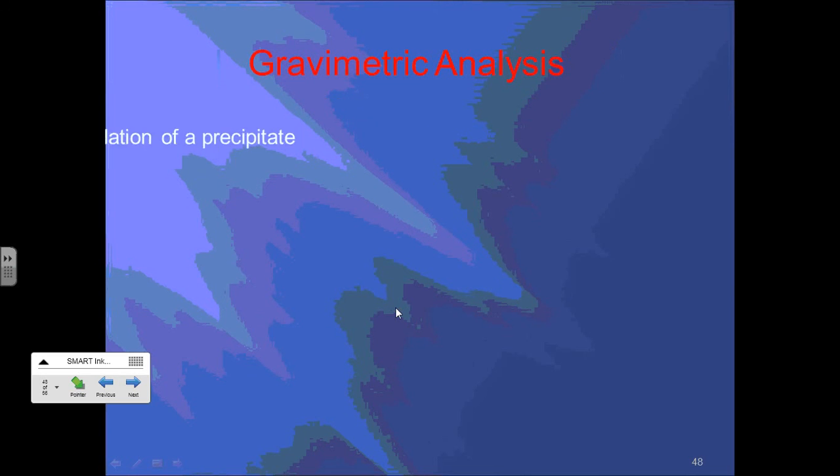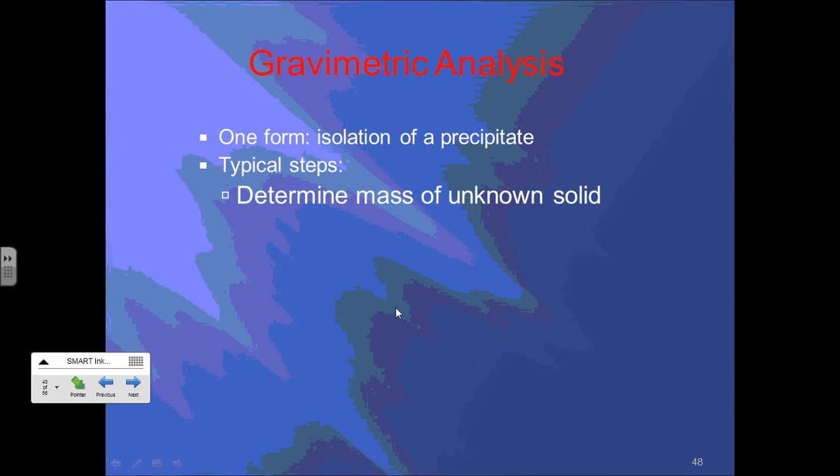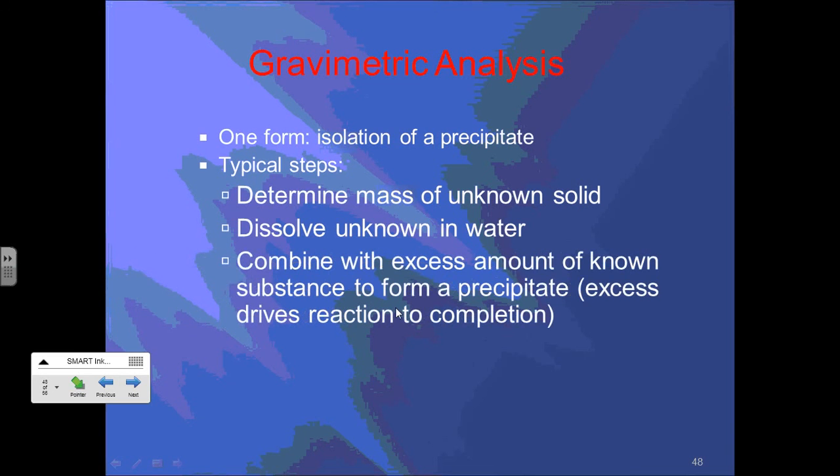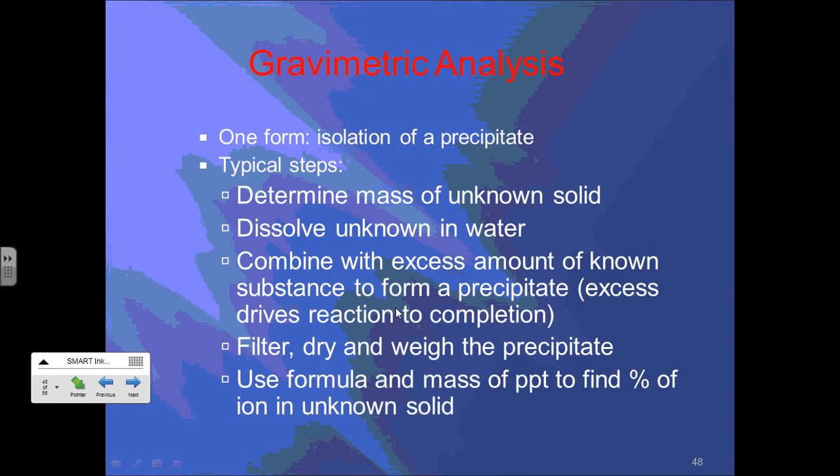In the gravimetric analysis, you isolate the precipitate, the precipitated substance or insoluble material, as we mentioned before, to determine what materials, with respect to concentration, were involved in a reaction. Now, the typical steps involve determining the mass of your unknown solid, dissolving the unknown in water, and combining it with an excess amount of a known substance to form a precipitate. This excess drives the reaction to completion. Upon filtration, drying, and weighing of the precipitate, you can use that to extrapolate a value and find the percentage of an ion in an unknown solid.